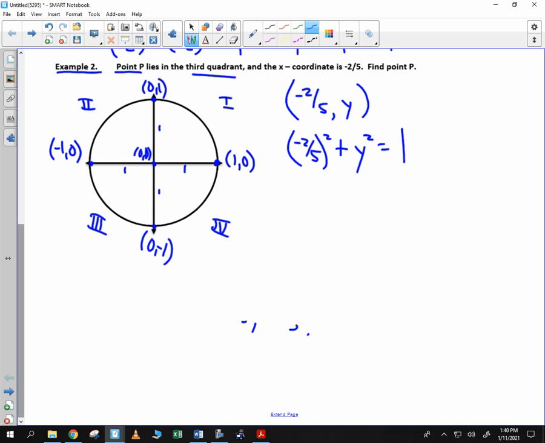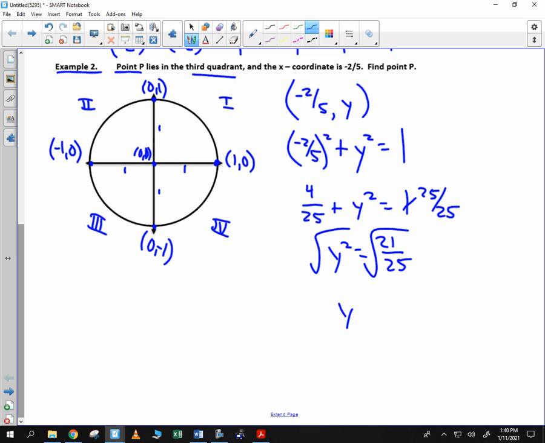Negative 2 over 5 squared is 4 over 25. I'm going to change this 1 over here to 25 over 25. So y squared is equal to 21 over 25. So I square root both sides. Y is equal to plus or minus the root of 21 over 5.